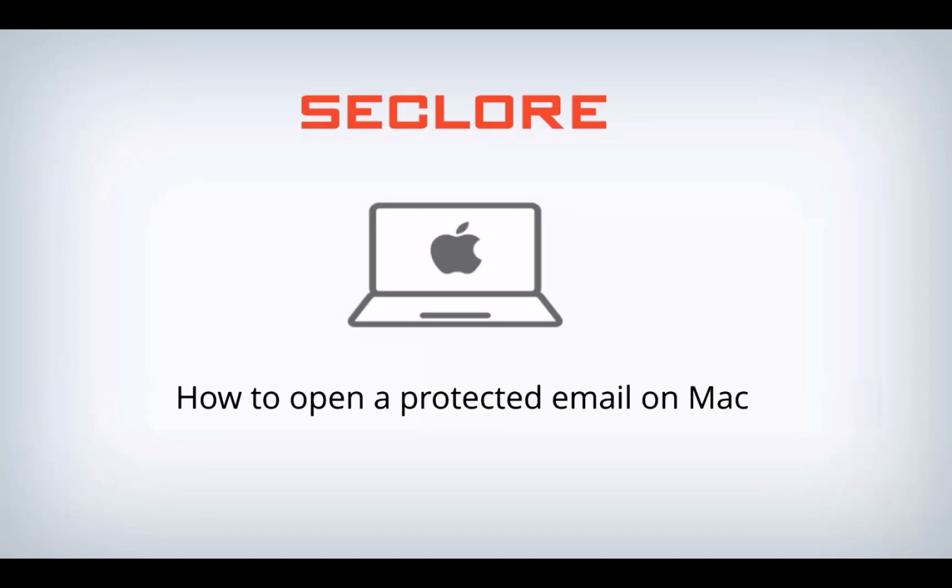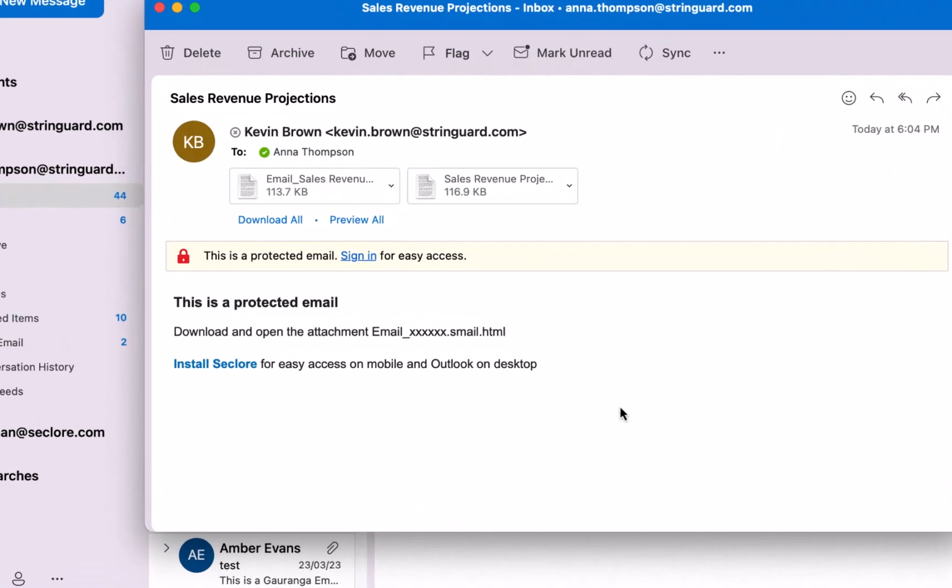In this video, we'll see how to open a Seclore email on Mac. Let's get started. Click Install Seclore to install the Seclore app. If you already have the Seclore app installed, you can skip this step. Once the app is installed, click Sign In.